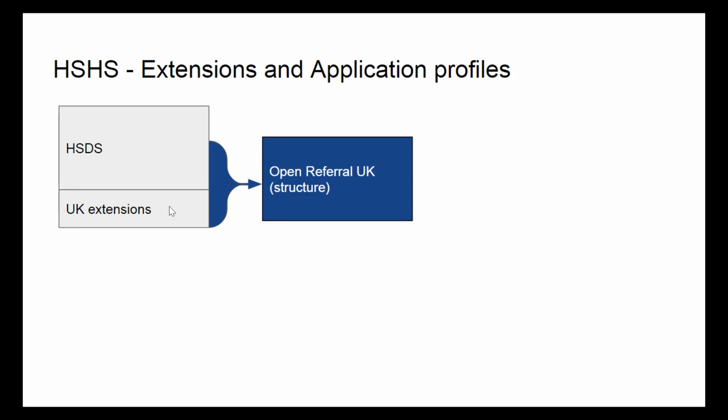So we added a few things such that services could be searched more precisely, and we could use some of the existing standards, such as standards defining administrative areas in the UK. And out of that, we built Open Referral UK, which can be seen as an application profile on HSDS plus the additions. So we're using about 2/3 of HSDS plus the UK additions.